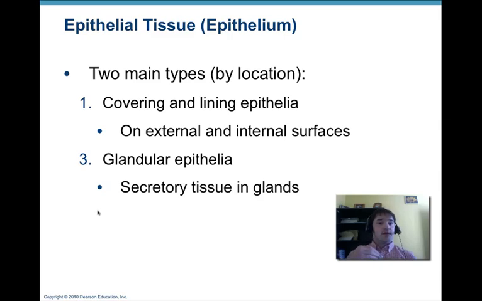For the beginning, we'll focus on epithelial tissue or epithelium. And in class, we're going to work to figure out how to identify what kind of tissues you have in front of you when you have a picture or histology slide in front of you. So with epithelial tissue, we have glandular epithelia and we have covering and lining epithelia. Covering and lining epithelia is mostly on external and internal surfaces.